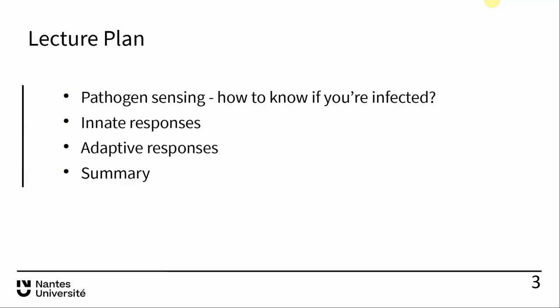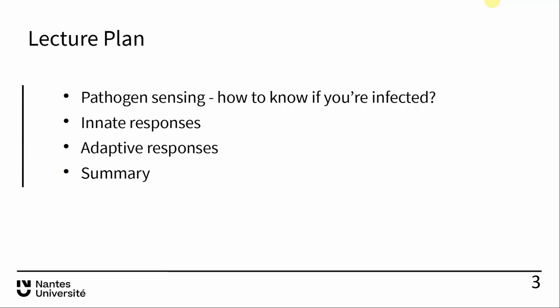Now, the first problem here is, of course, how do you even know if you are infected? So detection, pathogen sensing, is extremely important. And that's the first step that needs to occur. Then after that, you can have the activation of innate, and then secondly, adaptive immune responses. So we're going to look at these three aspects of the anti-infectious immune response.